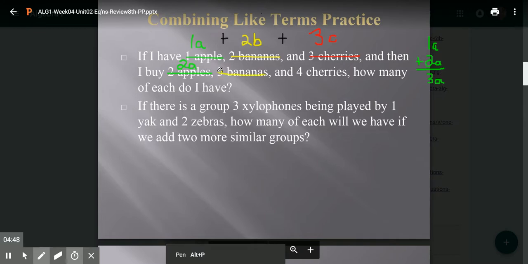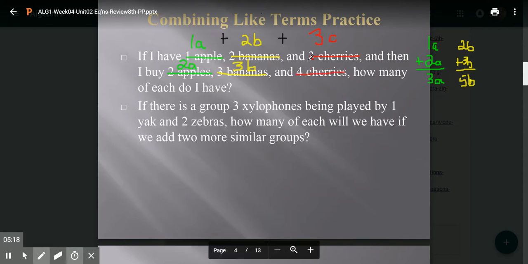And bananas. Again, mathematicians don't want to spend a lot of time writing out the word bananas, so we're going to put 3B. And bananas, these are like terms. They're the same thing, so we can combine these. So we can say 2b plus 3b, and now we have 5 bananas, or 5b.